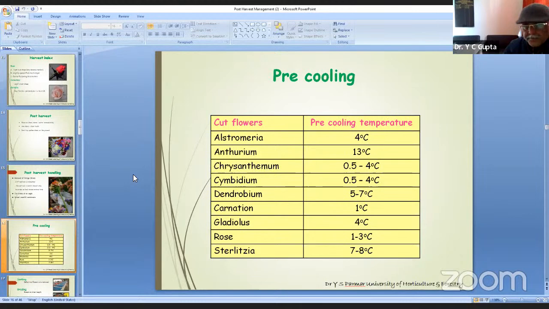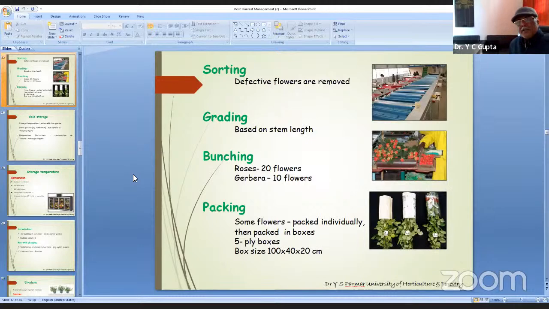Shortly after pre-cooling, flowers are brought to the sorting chamber. Defective and injured flowers are removed first, along with flowers at the wrong harvesting stage. If a flower is fully open, mixed with tight-bud stage roses, it is also culled out. Then grading of the flowers is based on stem length, 45 centimeters to 90 centimeters depending on the flower. This is the international standard. Some international councils have developed standards for rose, carnation, gladiolus and gerbera, so they are all available in the literature.